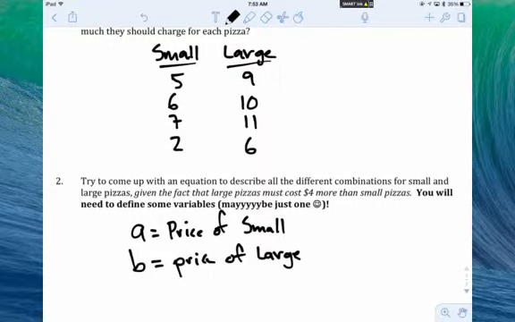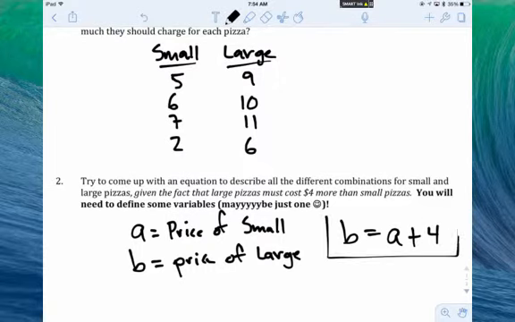All right, so here we go. My claim is that the price of a large pizza, B, is always going to be $4 more than the price of a small pizza. So I'd say B equals A plus 4. And so we've come up with one equation which describes the prices of the small and large pizzas and their relationship. Woohoo! Okay, we did it. Yay! All right, but now let's see if we can create another equation.